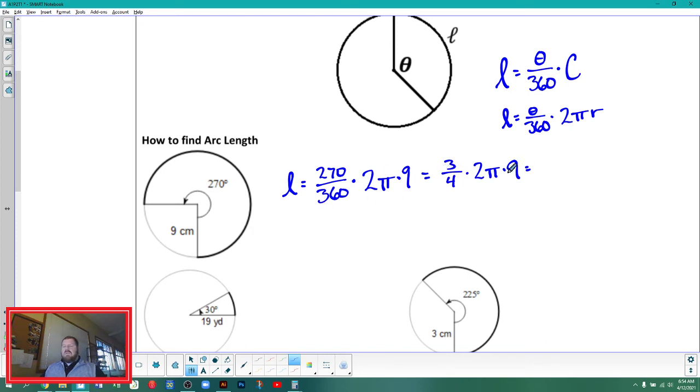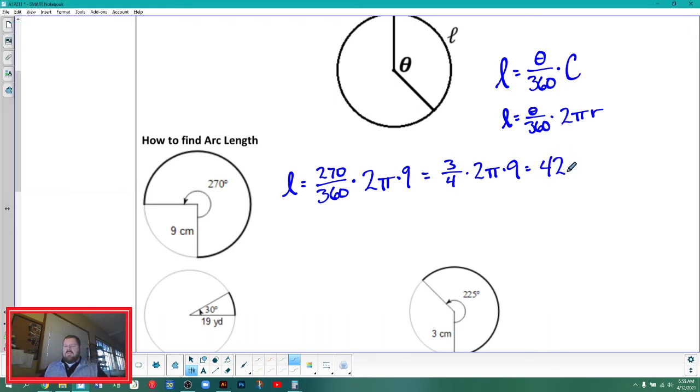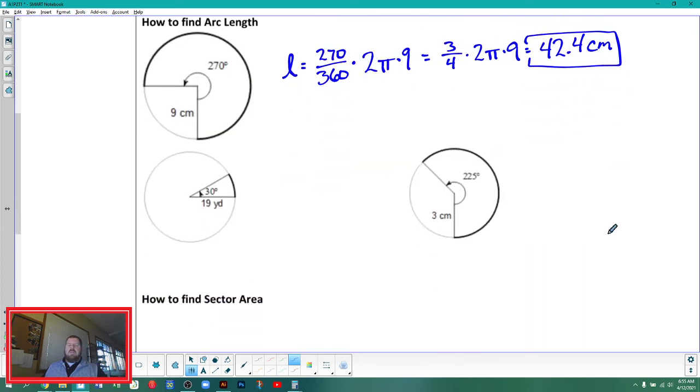And again, that reduces to 3/4 times 2 pi times 9. And I'm just going to multiply everything and then divide it all by 4. 3 times 2 times 3.14 times 9 divided by 4. And we end up with 42.4. And again, since it's a portion of the circumference, it is a linear distance.